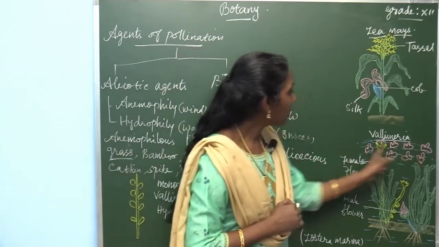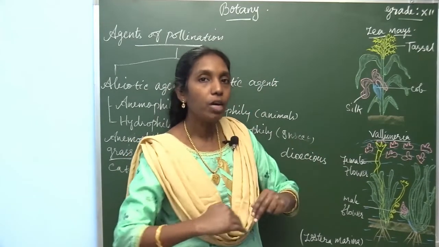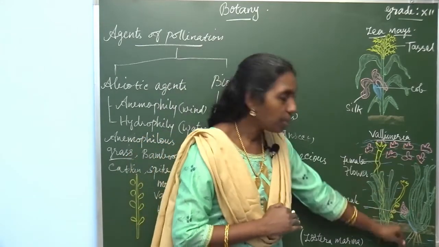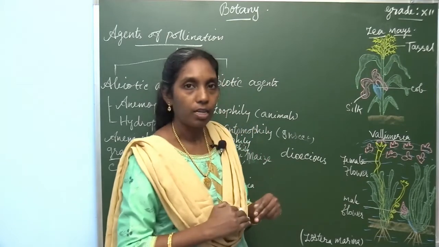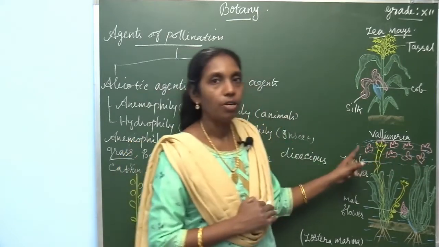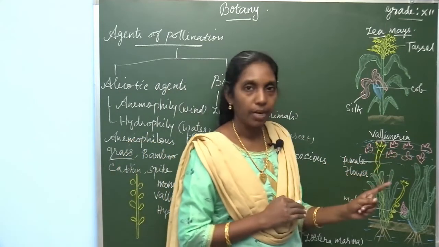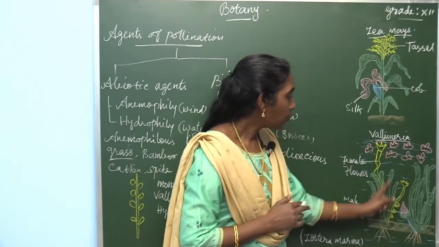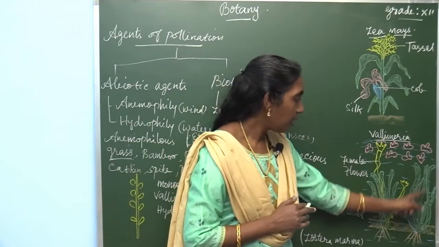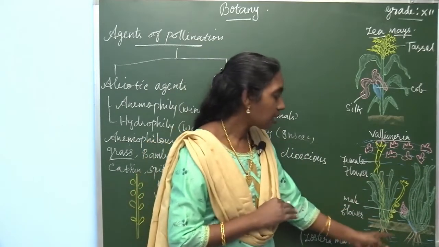Here the pollination takes place on the surface of water. And in hypohydrophily, pollination takes place under water, below the surface of water. This is on the surface of water. One very good example is Vallisneria spiralis. This is the plant Vallisneria, which produces a ribbon shaped leaf, and it is a submerged rooted plant.